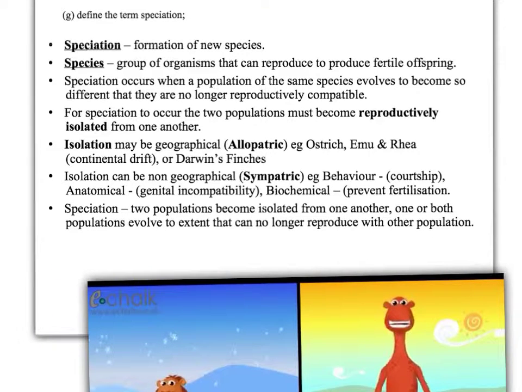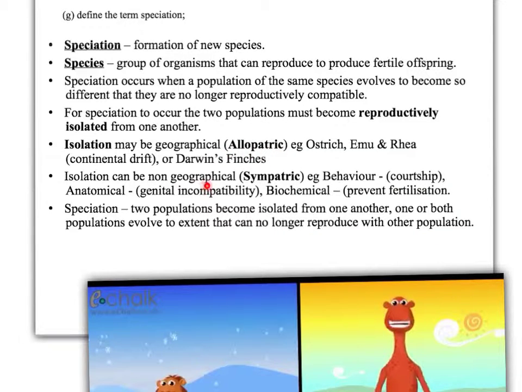So just very quickly in summary, speciation is the formation of new species. The key idea that has to happen is that the groups from which the species have been speciated from, if you like, need to be reproductively isolated. That isolation can be due to some sort of geographical issue, and that's called allopatric speciation.